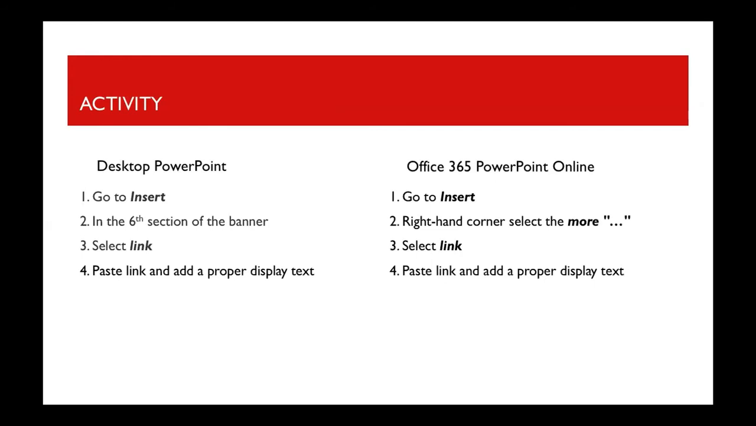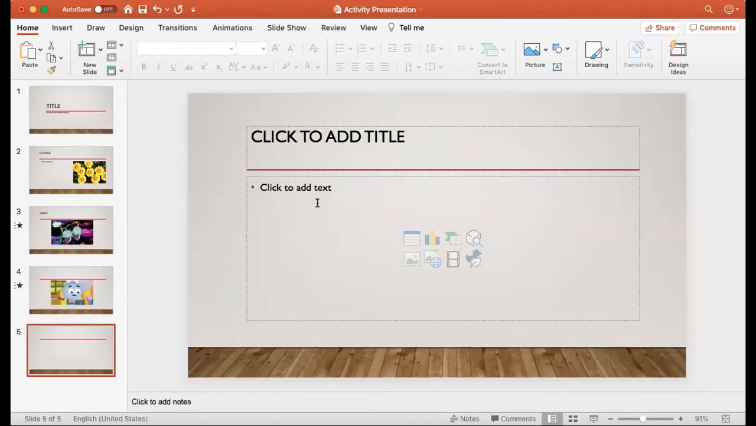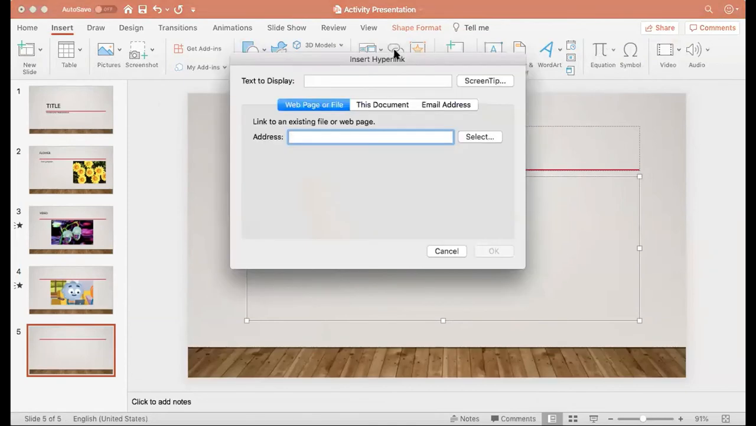Here, once again, I have how to do it from a desktop PowerPoint and from online. So I'm going to swap my screens once again. We're going to add a new slide, also title and content. You can add from here again, or I like to go from the banner. So insert, and in the sixth section of the top banner, you have link. It says insert hyperlink.